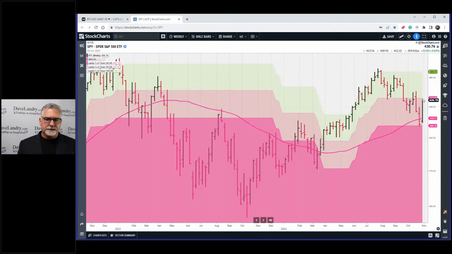Let's just take a look at the Spiders real quick. And you can see a nice little bounce back. Now, somebody was asking about Spiders versus the S&P 500. So the S&P, the cash, triggered a sell signal, but the Spiders didn't. And this might have something to do with the rolling chart.